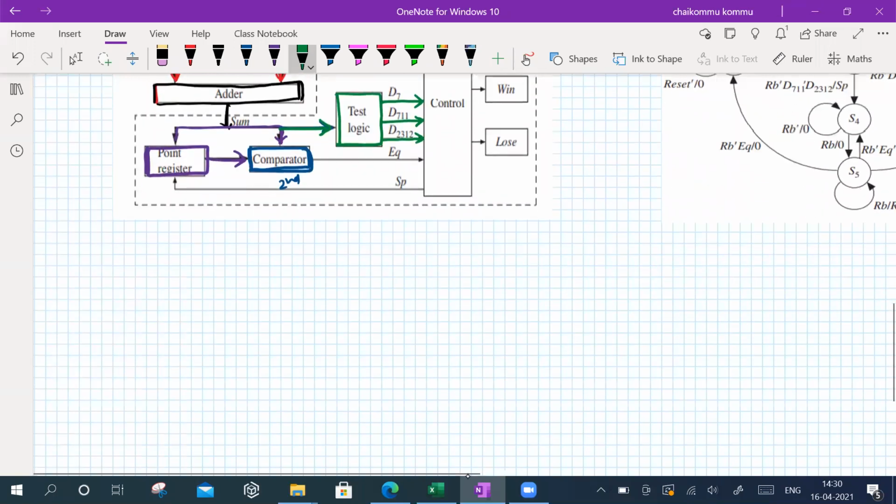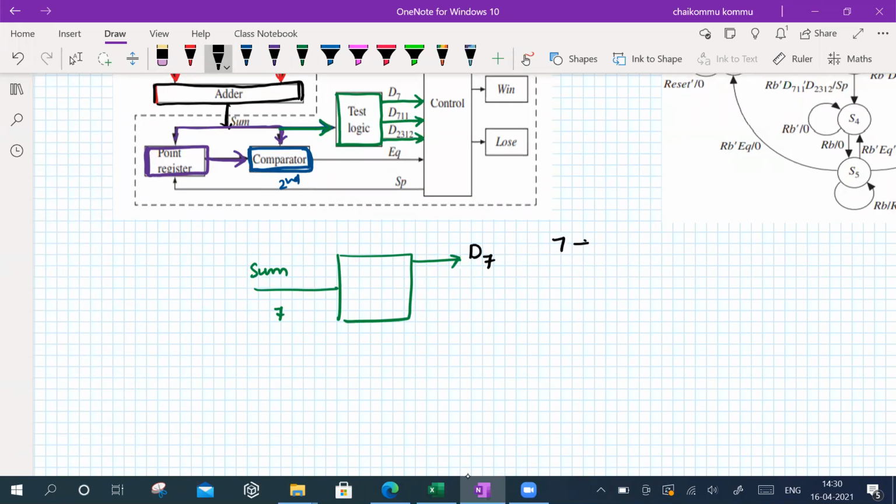What does it mean? Let me write here, for example, the sum value is coming here. For example, the sum value is equal to 7, it has to generate one signal. It is better to write it in the form of a signal for D7. This D7 is nothing but data 7, some name they have given. Because the 7 has two possibilities: one, when it comes the first time we win, and when it comes on the second roll, we fail. That's the reason why we are using a separate name for the 7.